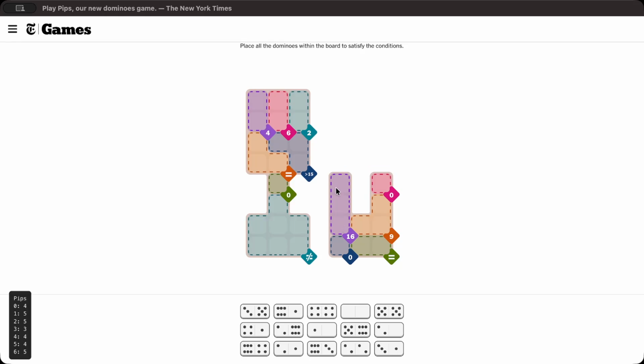16 and 3, how about that? What is that equal to? 6, 6, and 4, 6, 5, and 5. Can we ever have a 3 in here? Don't think so, because 6, 6, and 4 would be our lowest.